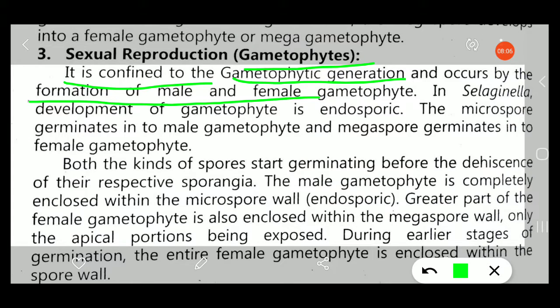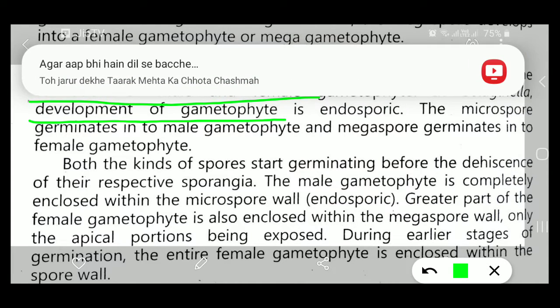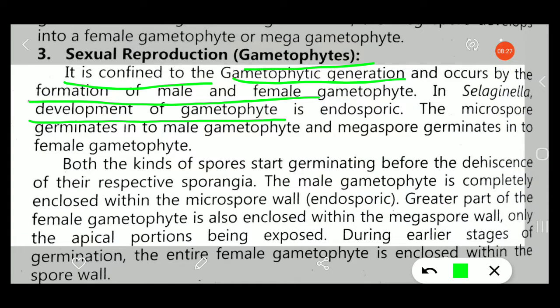In Selaginella, the development of the gametophyte is endosporic. The development of the male gametophyte and female gametophyte is endosporic. Endo means inside; the development takes place inside the spores, that is, inside the microsporangia and megasporangia. Therefore, it is known as endosporic development. The microspores germinate into the male gametophyte and megaspores germinate into the female gametophyte.